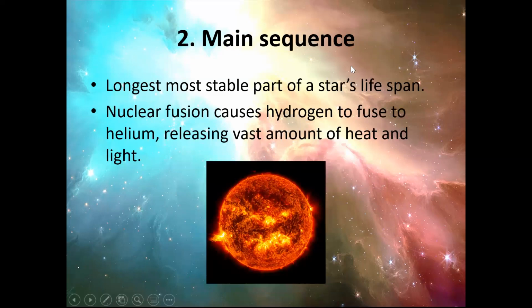So the second thing is a main sequence star. Most stars are in the main sequence, and this is the most stable part of a star's lifespan. We have nuclear fusion take place when hydrogen gas is fused to helium. So hydrogen nuclei will be converted into helium nuclei. As nuclear fusion takes place, lots of energy is released, and light as well. So heaps and heaps of energy.